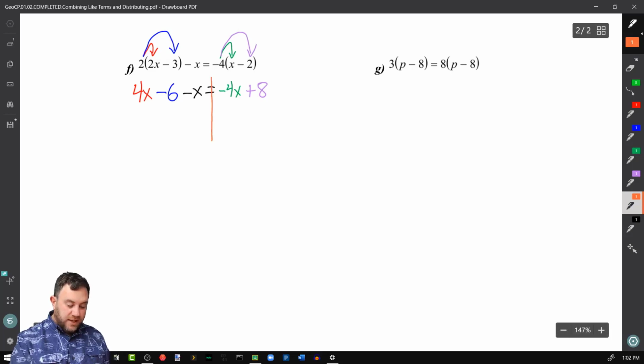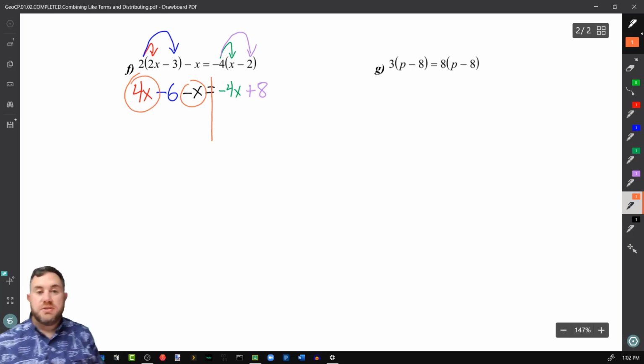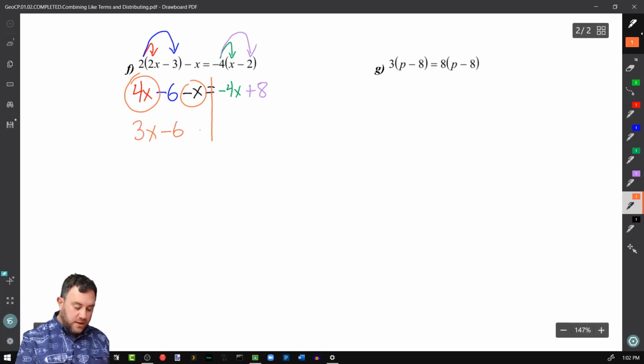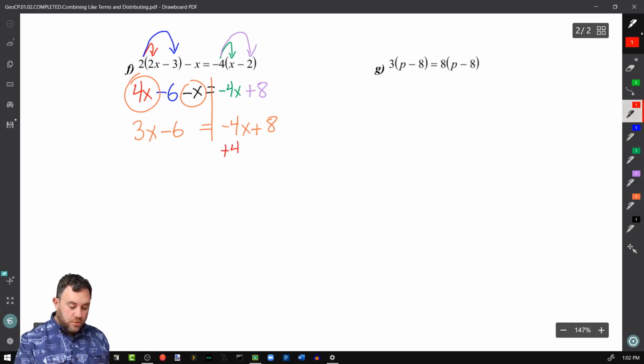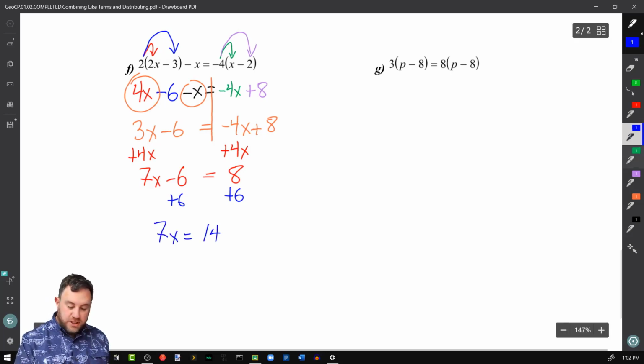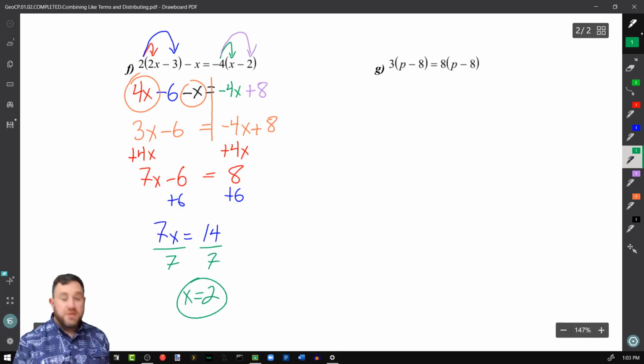Now on the left side, those are like terms. So we have 4x minus 1x. That's going to give us 3x. And everything else is going to stay the same. We don't have any other like terms. We'll add 4x to both sides to get 7x minus 6 equals 8. We'll add 6 to both sides. Remember, we're adding because this was subtracting. We're always doing inverse operations. So 7x equals 14. Then our last step will be to divide by 7. So x equals 2.